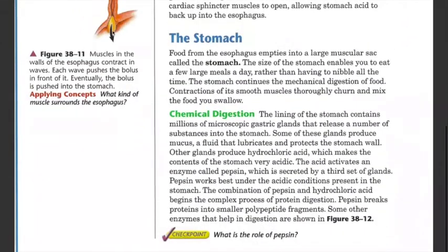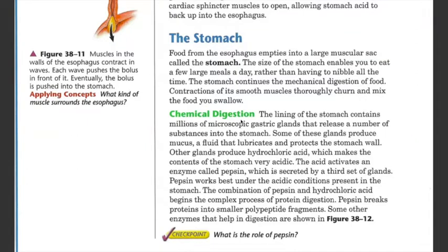All right, now that that bolus goes into the stomach, let's read about the stomach. Food from the esophagus empties into a large muscular sac called the stomach. The size of the stomach enables you to eat a few large meals a day, rather than having to nibble all the time. The stomach continues the mechanical digestion of food. Contractions of its smooth muscle thoroughly churn and mix the food you swallow. Remember, churn is that muscle action where it squeezes the food around and kneads it so that all the acid gets in between all the nooks and crannies.